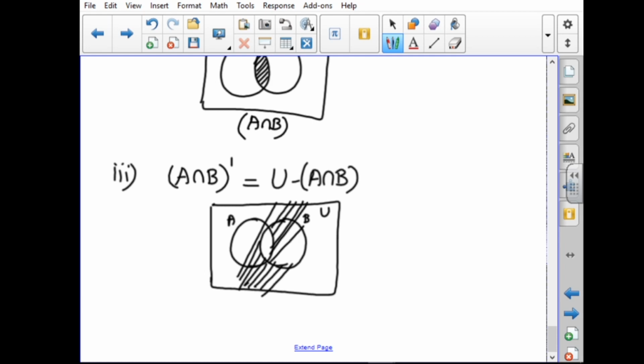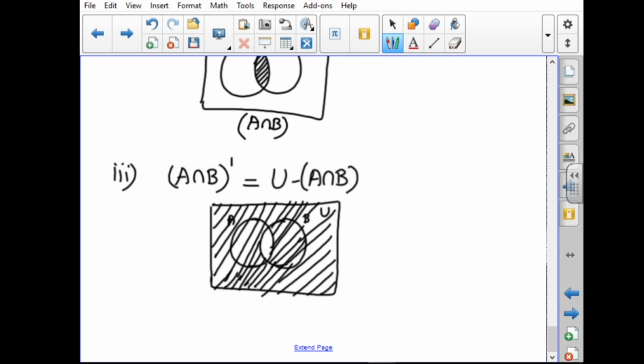Except A intersection B, you have to shade all the parts. For shading you can use your scale and pencil. For a Venn diagram you compulsorily have to use the scale and pencil. Don't use your pen. Okay, so use scale and pencil.